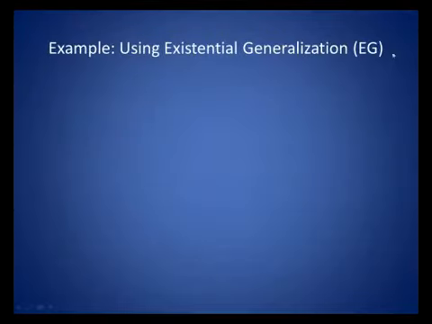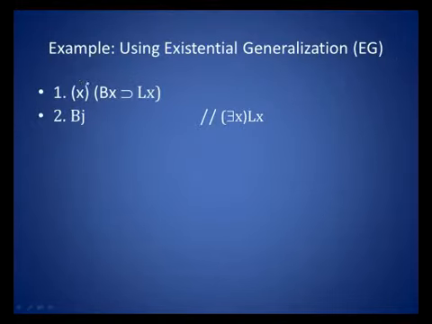So let's take a look. For all X, if X is B, then X is L. J is B, therefore there exists an X such that X is L. First things first, we're going to UI line 1, giving me BJ implies LJ. Now that I've done this, it should be fairly obvious that with lines 2 and 3 I can do modus ponens.